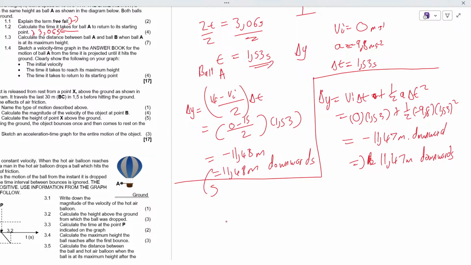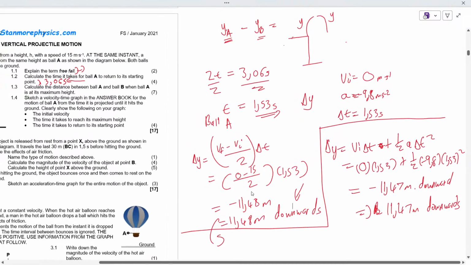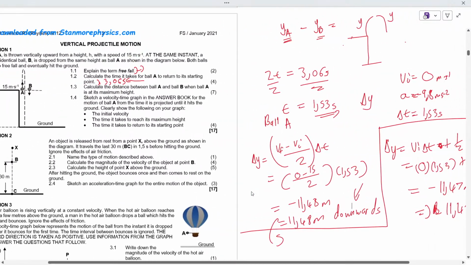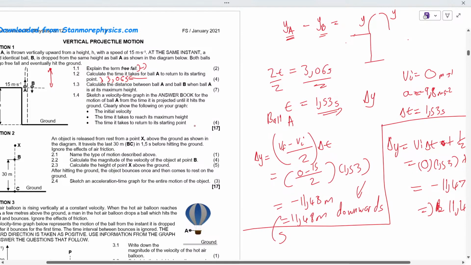Immediately after it leaves the maximum height. Okay, wait. Here we calculated the distance of which ball? We calculated the distance of ball A over there. Or when it is above here. So this is the distance of ball A from here to here, and then this will be the distance from here to here.